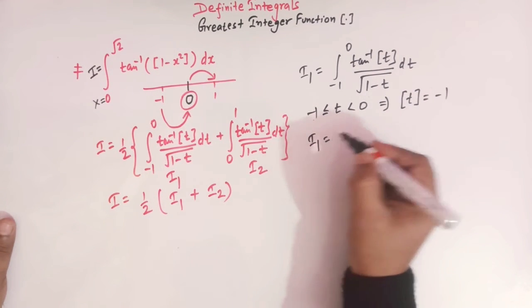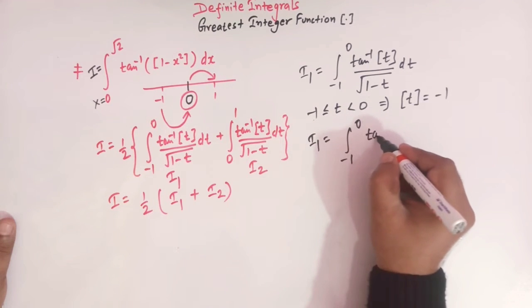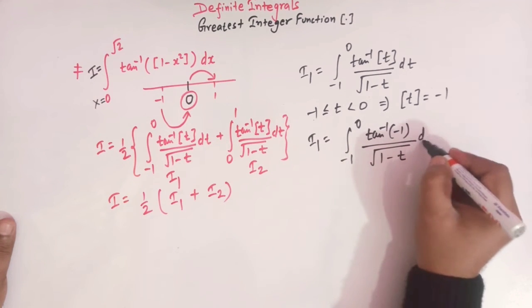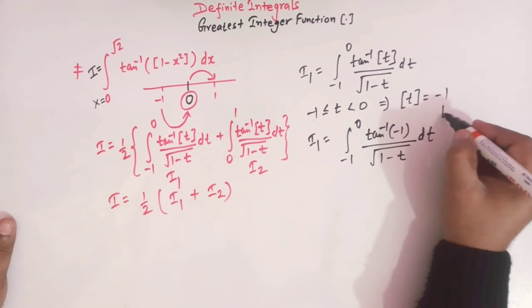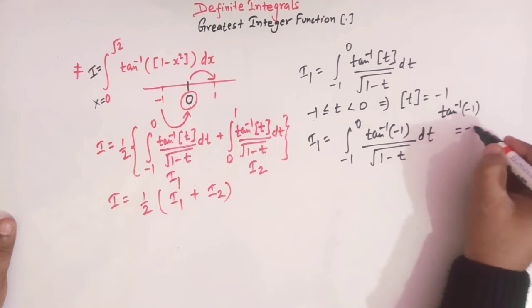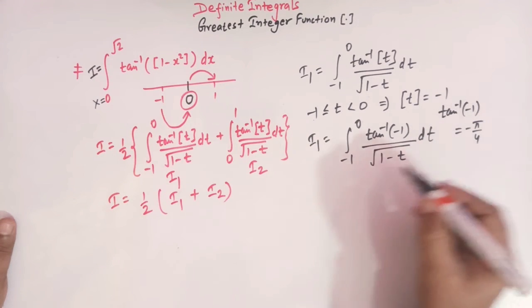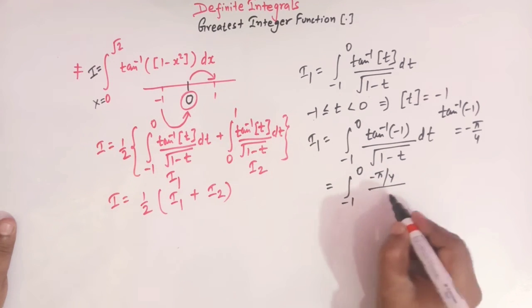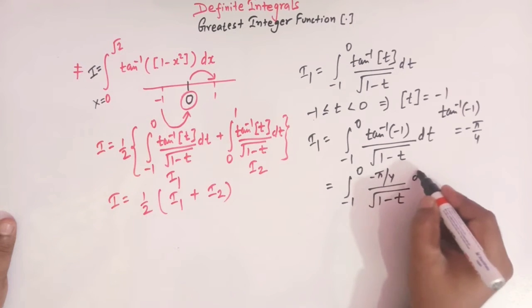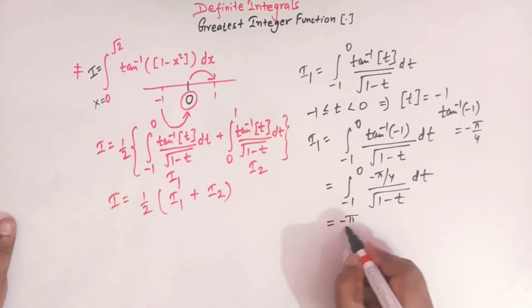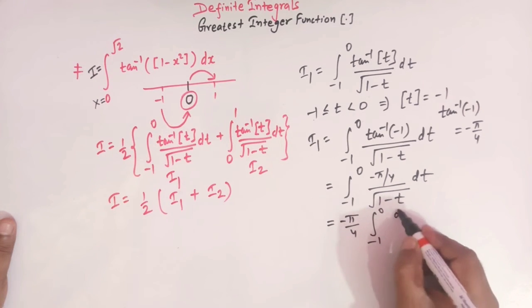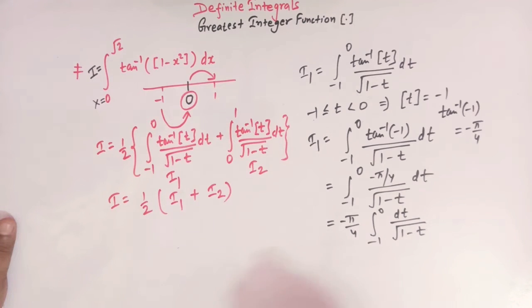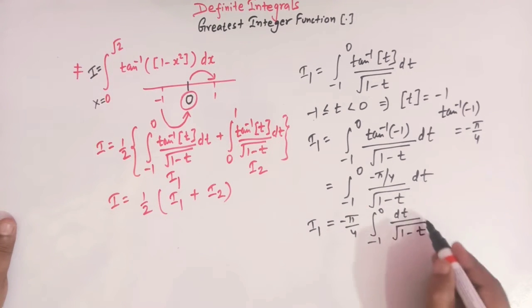So now this integral reads as -1 to 0, we have tan inverse of -1, and here we have square root of 1 minus t dt, right? And we know that the value of tan inverse of -1 is minus pi by 4, right? So now here we can write -1 to 0, we have minus pi by 4, and square root of 1 minus t dt, and we can now take this minus pi by 4 outside the integral because it is a constant. So we have this expression, right? Okay, so now we have to find the value of this integral, right?